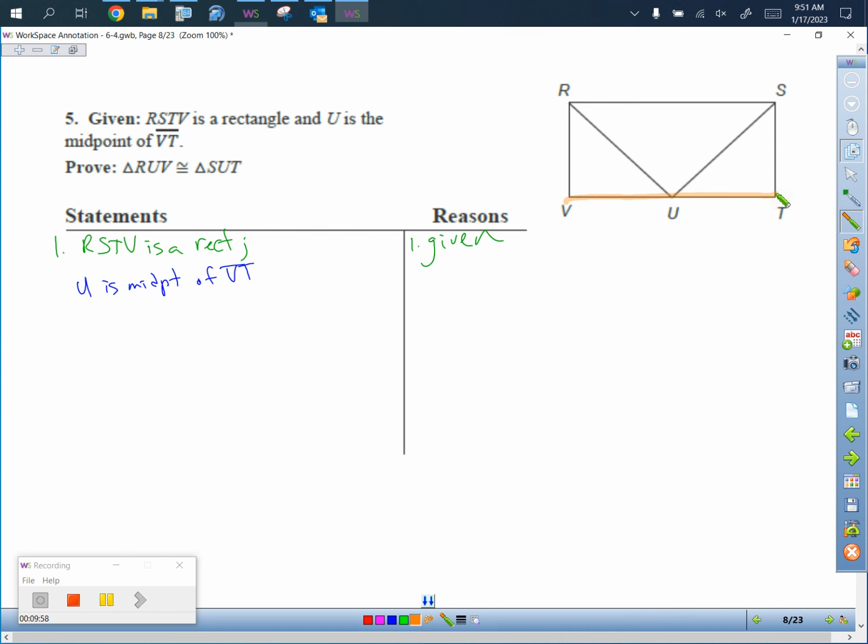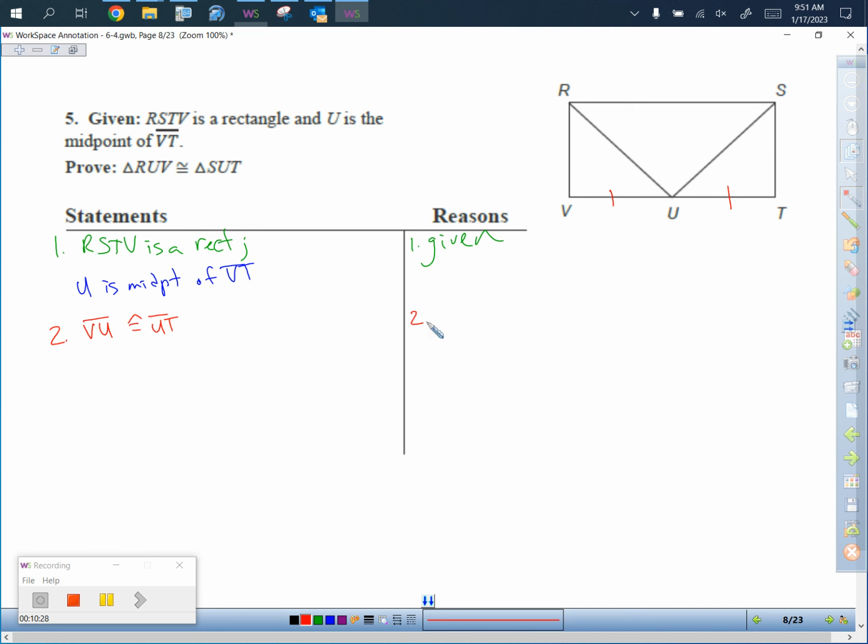If U is the midpoint, could you mark for me what that means in the picture? How do you feel about boom, boom? Yes or no? Can I do that? The dangerous part about these definition things is we mark them, but we forget to write them down. Don't forget that you need to then go to step 2 and write that down: segment VU is congruent to segment UT.